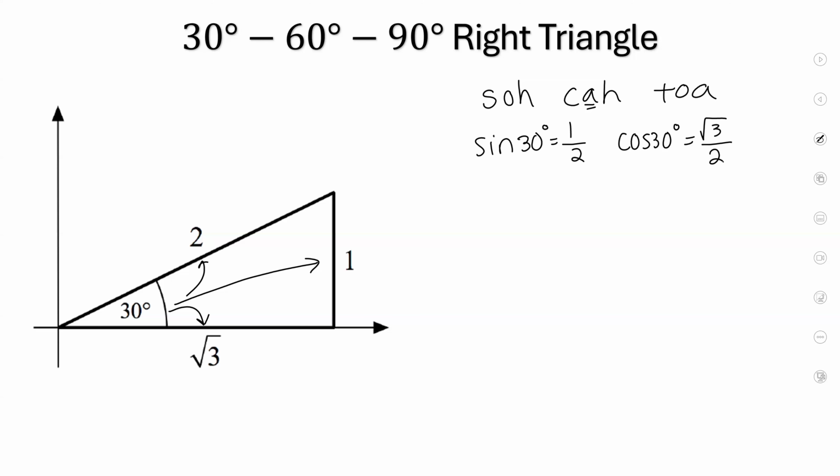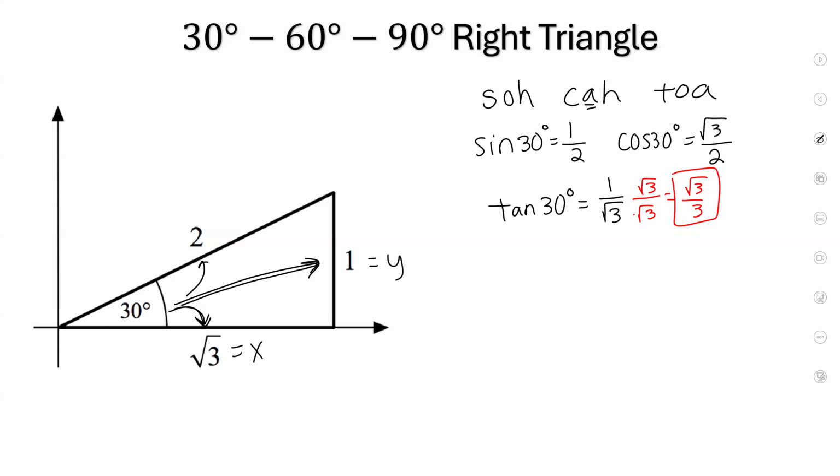Your tangent is always opposite, which is your y value, over your x value. So in this case, tangent of 30 degrees is 1 over square root of 3. Can we leave our answer like this? No, we need to multiply by square root of 3 in both the numerator and the denominator. So this is square root of 3 over 3. That's what tangent of 30 degrees is.